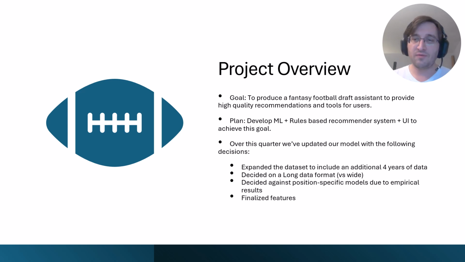Some of the important things we've done over this quarter so far include expanding our data set to include an additional 4 years of data. We've decided on a long data format versus a wide one, so long meaning that we have individual years listed rather than including several years in one data point. We've also ultimately decided against position-specific models and are using a single model with all the players, due to empirical model tests actually giving us better results. And we've also finalized some of our features that we'll discuss on the next slide.